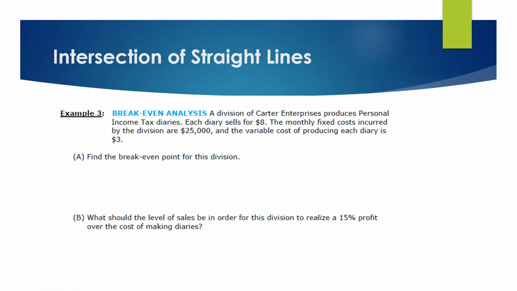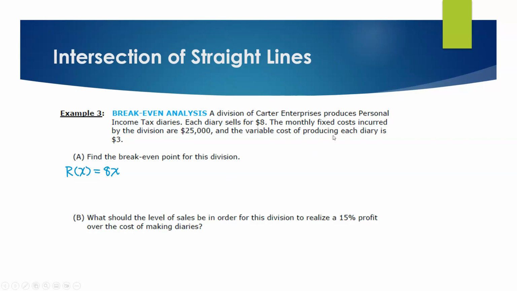In problems like this, there's three functions you need to come up with, although one of them is a result of the first two. The first one is the revenue function, and the revenue is going to be how much money they bring in. So, if each diary sells for $8, then the revenue is going to be 8 times X, where X represents the number of diaries that they sell. And usually it's assumed they're making and selling the same amount, so as not to have a surplus.